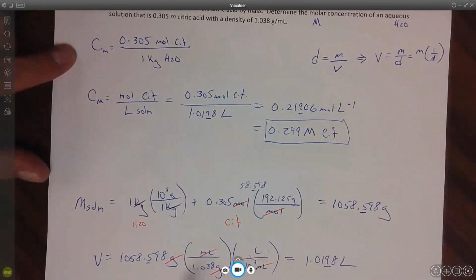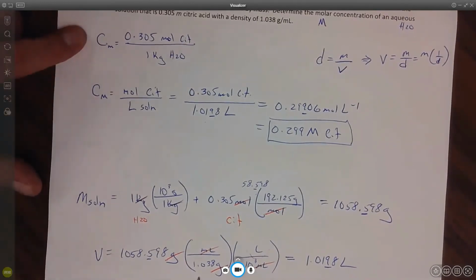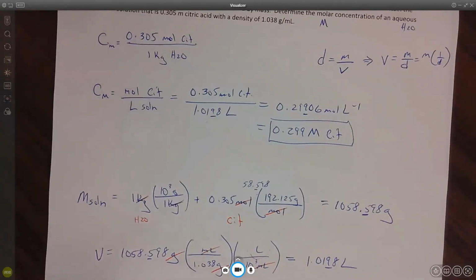Again, do the homework problems. I have homework that goes both ways. So going from molality to molarity, you need the density of the solution. Going from molarity to molality, you need the density of the solvent. Okay. All right. Thank you. Any other questions?